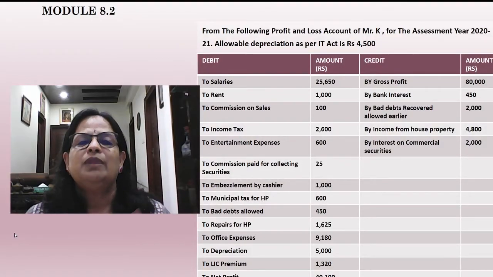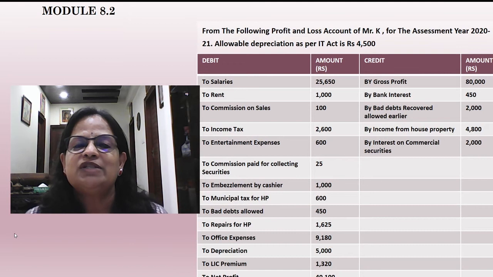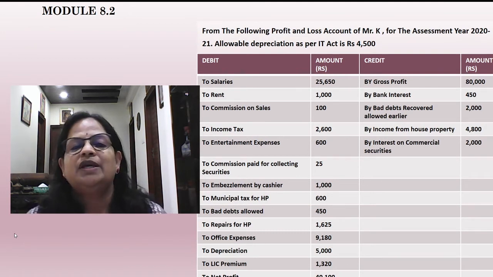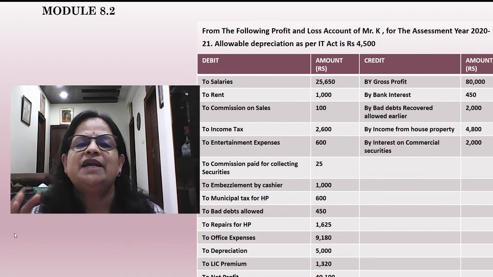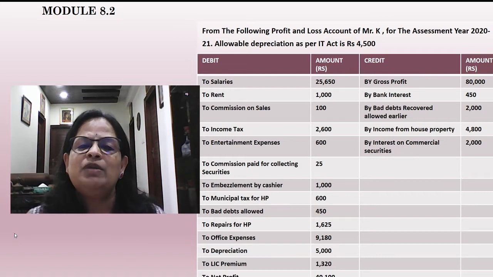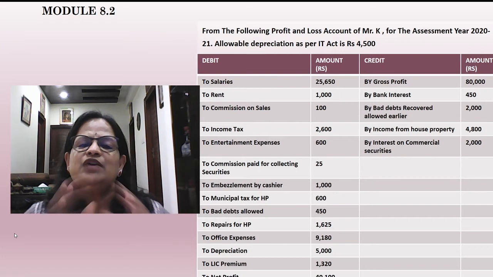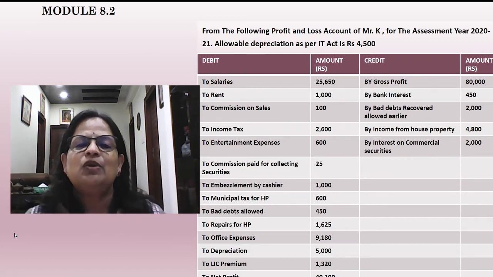Now the first problem: from the following profit and loss account of Mr. K for the assessment year 2021, you have to calculate the business income. Only one piece of information is there in the additional information. That is why I have included that allowable depreciation as per the Income Tax Act is 4,500. Otherwise I had to waste one slide for just giving that information.